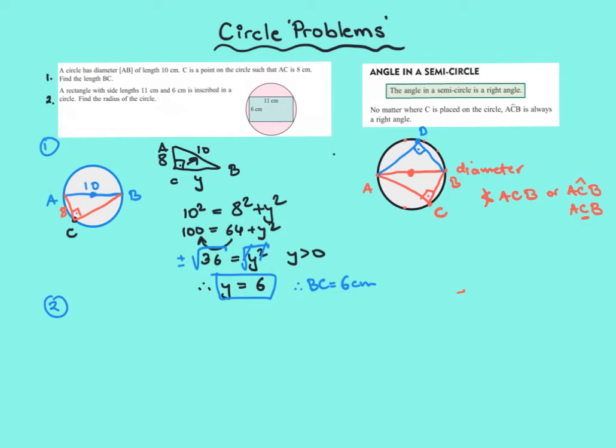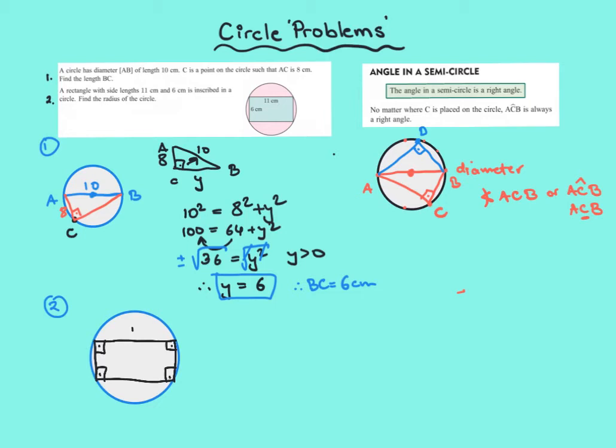Rectangle with side lengths 11 centimeters and 6 centimeters is inscribed in a circle. So I'm going to need a circle here, like this. And then inside, rectangular shape. And because we are talking about rectangular shape, we do know that the corners are right angled like this. So we do know that before we even start.